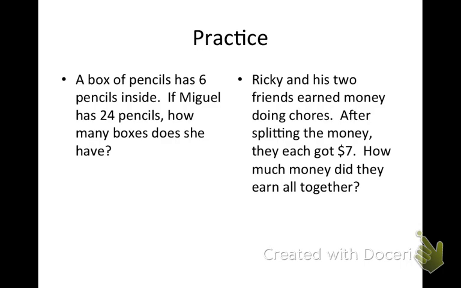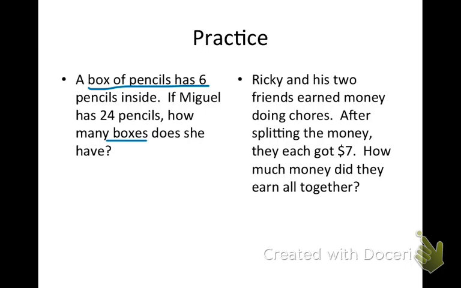In the first one, a box of pencils has 6 pencils inside. If Miguel has 24 pencils, how many boxes does he have? Let's get the pronoun right. So a box of pencils has 6 pencils inside, and we know that there's a total of 24 pencils. We do know that a box of pencils has 6 pencils. We don't know how many boxes this child has. And so we want to set up the equation.